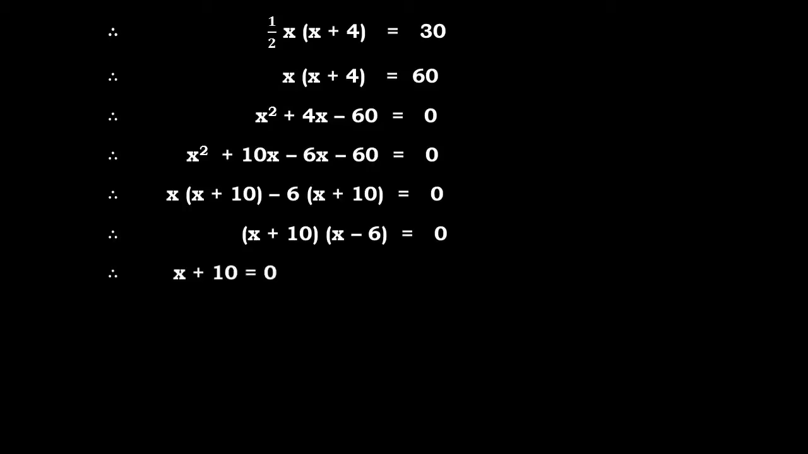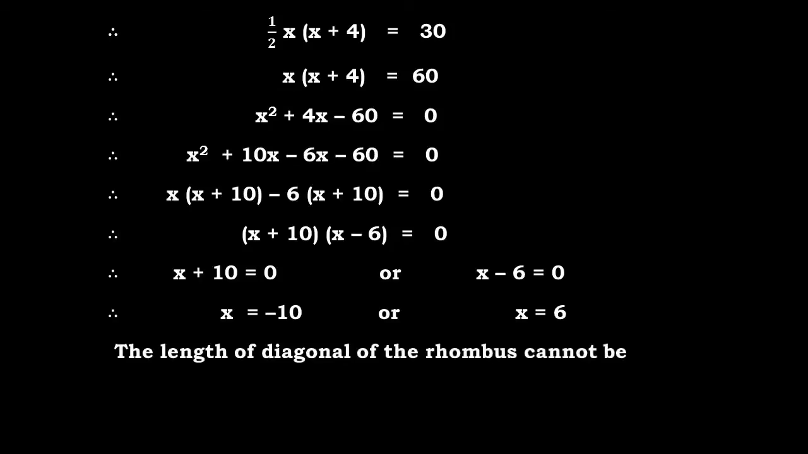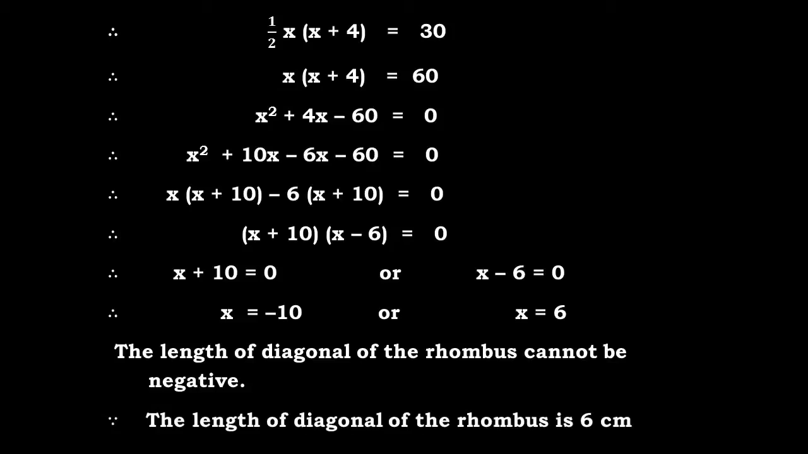Therefore x plus 10 is equal to 0 or x minus 6 is equal to 0. Therefore x is equal to minus 10 or x is equal to 6. Now see, the length of the diagonal of the rhombus cannot be negative. That means x is equal to minus 10 is not acceptable. Therefore x is equal to 6. The length of the diagonal of the rhombus is 6 centimeter.